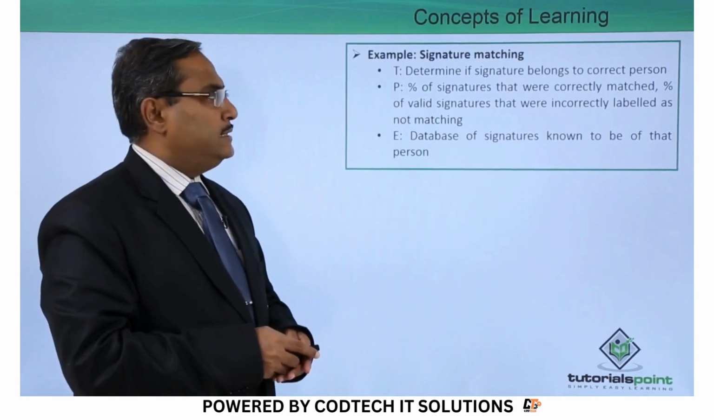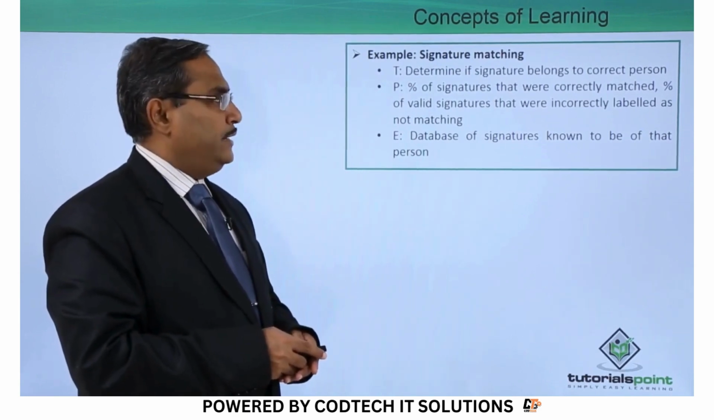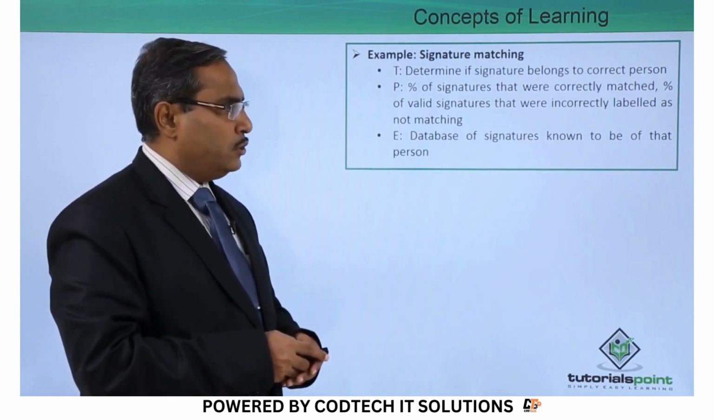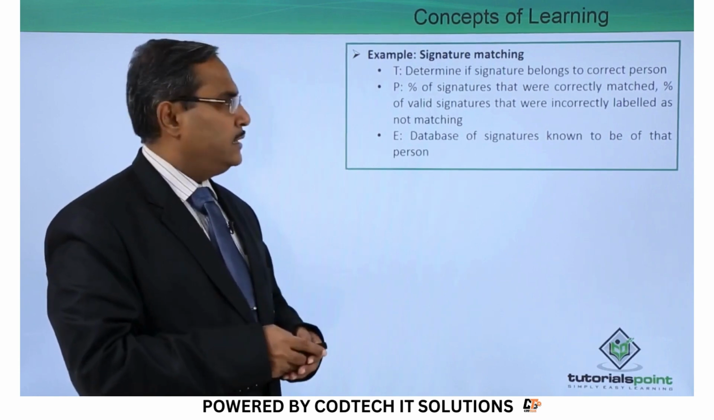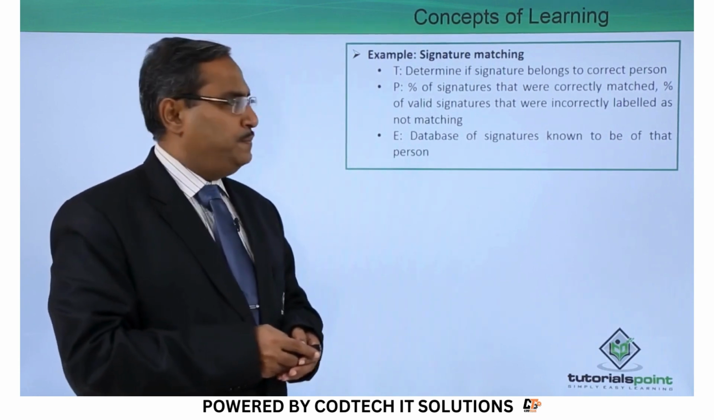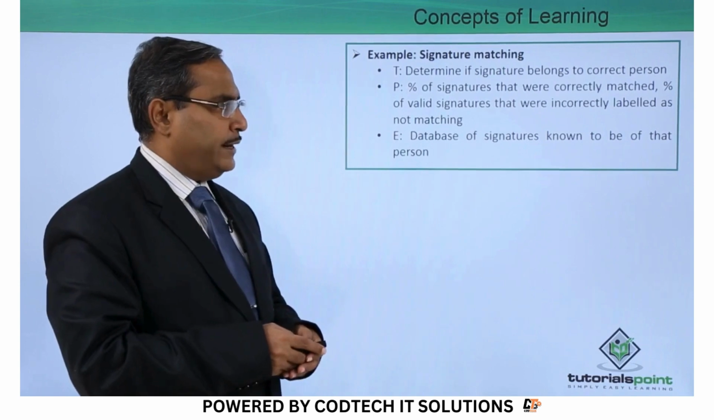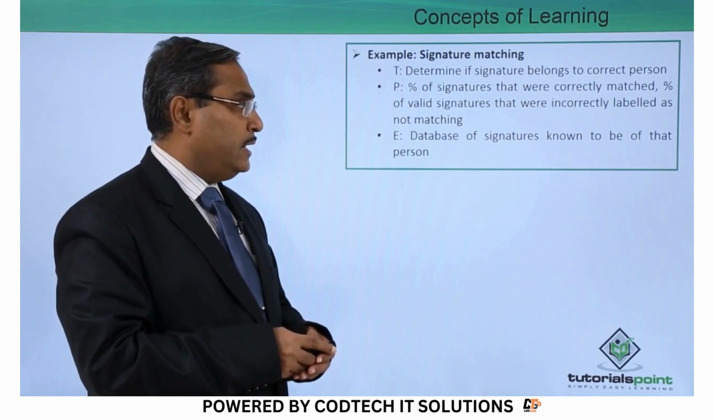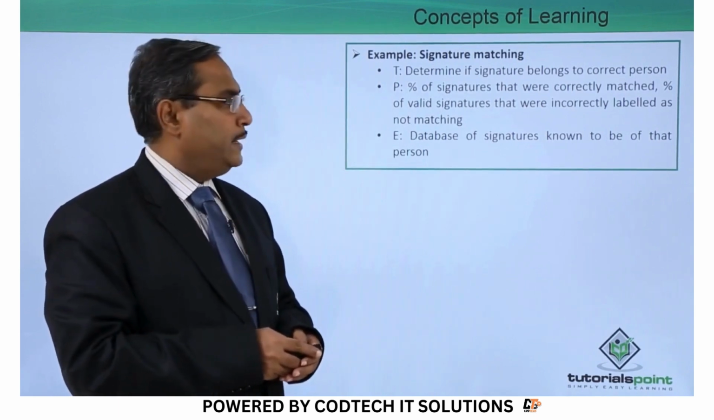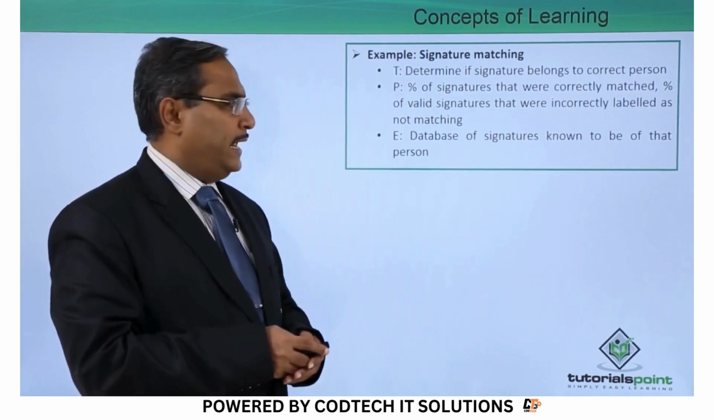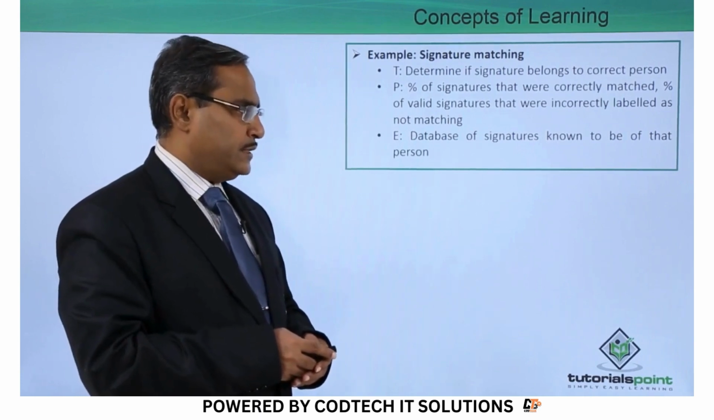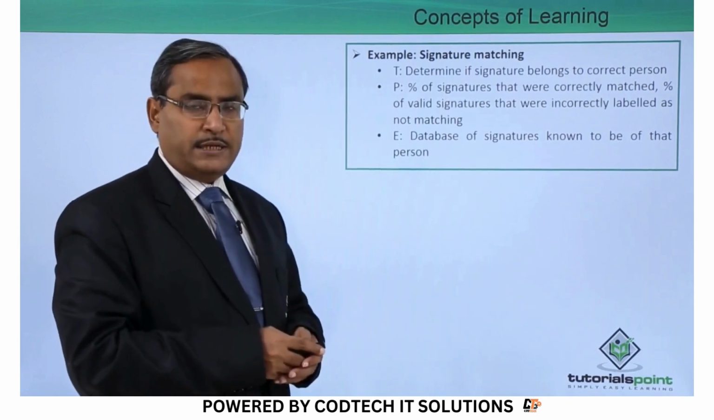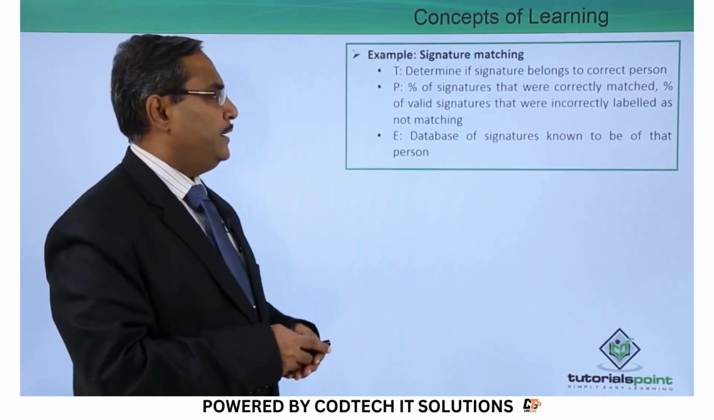Another example is signature matching. T, the task, is to determine if a signature belongs to the correct person. The performance measure P is the percentage of signatures that were correctly matched and the percentage of valid signatures that were incorrectly labeled as not matching. Next is E, the experience: a database of signatures known to be of that person. This is signature matching, another example of machine learning.